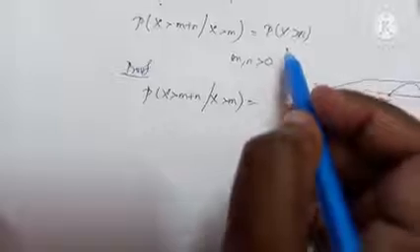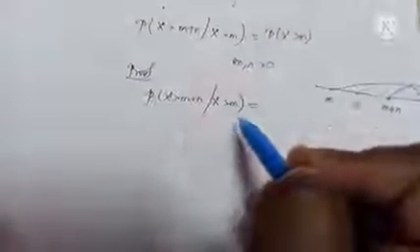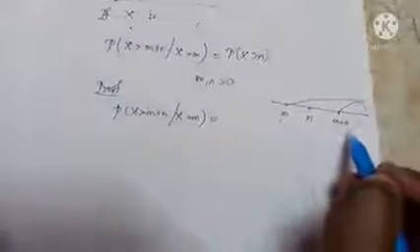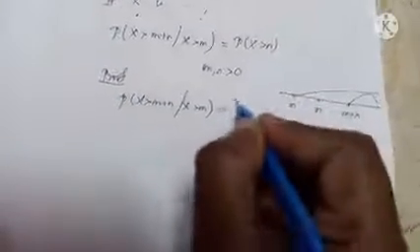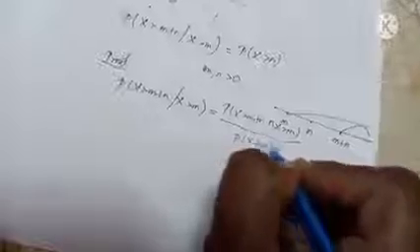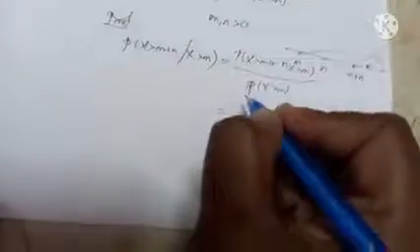Let us see the proof of the property. Let us take the LHS and we shall get the RHS answer. So LHS is P of X greater than m plus n given X greater than m. Draw a number line and mark m, n, m plus n. If m is 3 and n is 5, m plus n is 8. We know P of A given B is P of A intersection B by P of B. Let us find the intersection between X greater than m plus n and X greater than m. If you see the intersection between them, this is the common area, common for both. So when you take the intersection, it is P of X greater than m plus n by P of X greater than m. This is our first equation. Let us now find what is P of X greater than m.